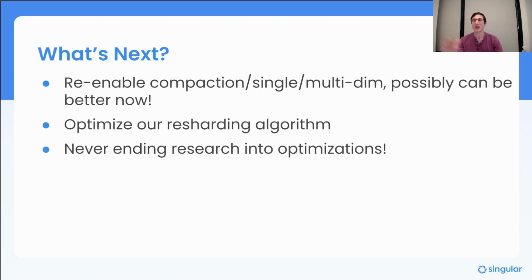So, what's next now that our sharding works? We can maybe re-enable compaction, single or multi-dim. Maybe now it'll work better now that we're split more optimally. We can also optimize our resharding algorithm. Right now it moves things without necessarily needing to move things, but it works well. It could be optimized further. And additionally, we'll continue our never-ending research into how to better optimize our Druid clusters and provide a better experience for our customers.